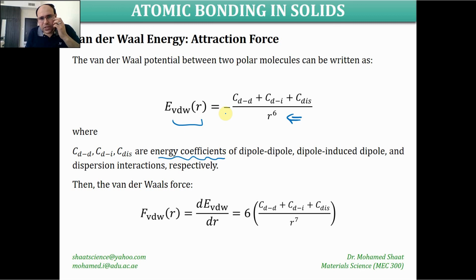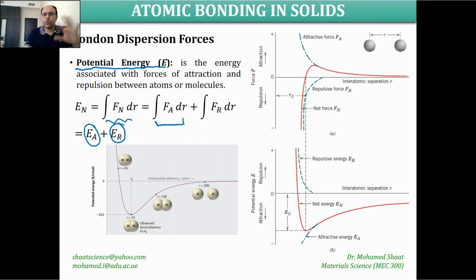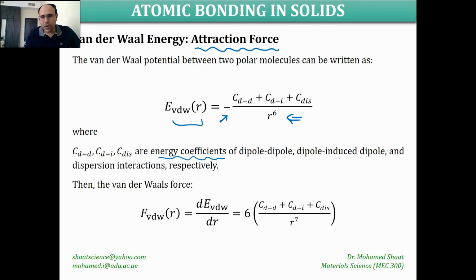And this negative sign here is included to indicate that this is an attraction force. So that's why here we are talking about the attraction force. It means that these two molecules will be attracted. So that's why we are incorporating this negative sign here. But remember that this energy should have two sides. One is attraction, the other one is repulsive force or repulsive energy. So these C's are the energy coefficients of dipole-dipole, dipole-induced dipole, and dispersion interaction respectively.